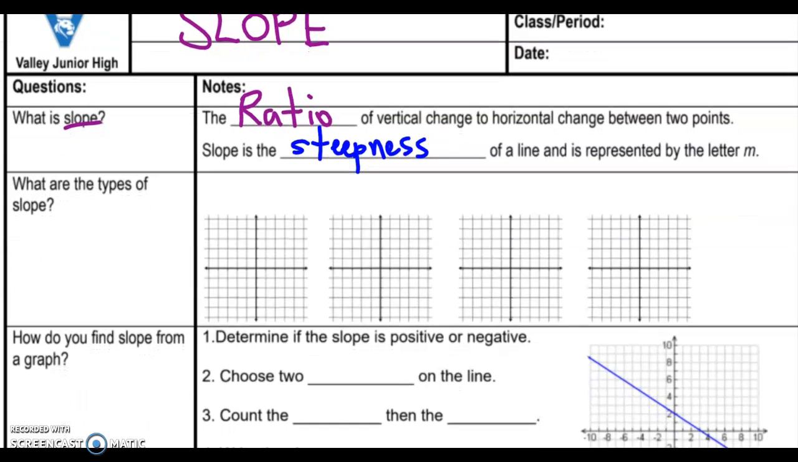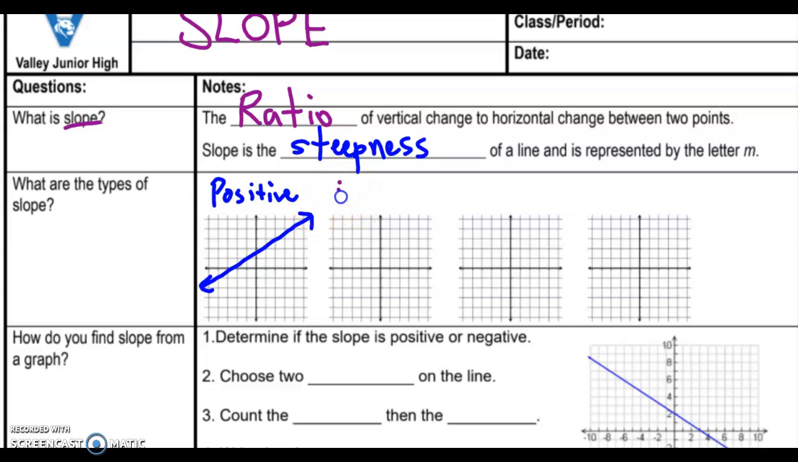All right. What are the different types of slope? We've got positive. So a positive slope might be something like this. But it mainly just goes from left to right, up. If you look at it from left to right, it's increasing.